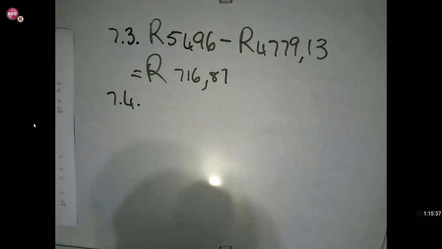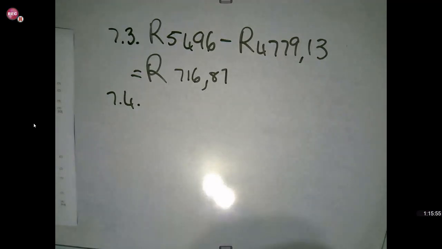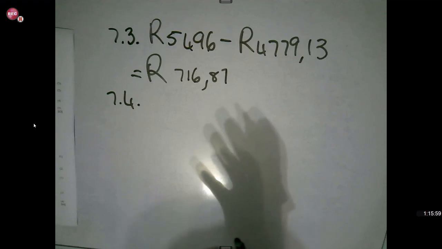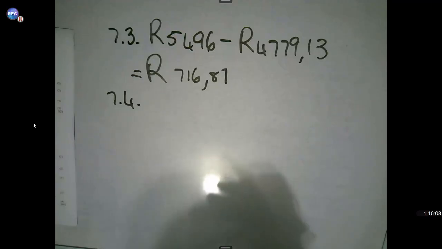7.4, the cell phone is insured at 11.5% per annum of the cash price. The total insurance is calculated and then split up over 24 months. It is then added to the monthly installment. Calculate the new monthly installment if the customer wants to insure the cell phone. So, obviously, you have to take the monthly installment and then add insurance to that. So how do we calculate that?